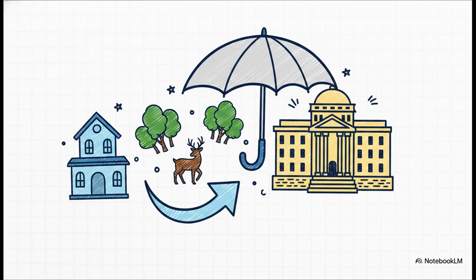And here's the kicker for your exams. This amendment specifically moved forests and the protection of wild animals and birds straight from the state list to the concurrent list. That meant the central government could finally step in and drive nationwide conservation.